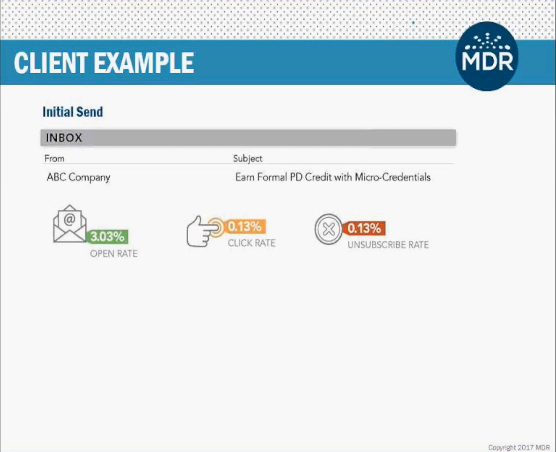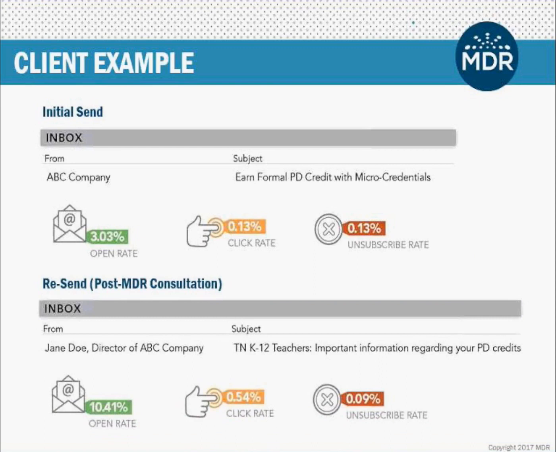All we did, the design was the same. The audience list they were sending to was the same. We sent it on the same day. We sent it at the same time of day. So this is a pure test where the only thing that changed was the from and the subject line. So now we made it from a person, Jane Doe, director of ABC Company, and personalized the subject line: "Tennessee K-12 teachers, important information regarding your PD credits." Now, once again, the only thing we changed was the from and the subject line. Okay? Everything else stayed exactly the same.